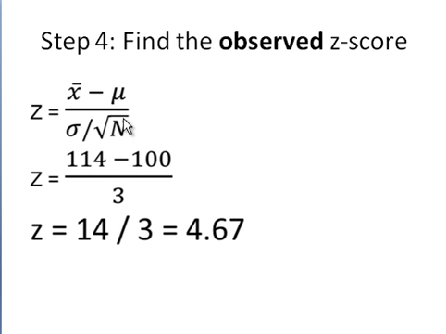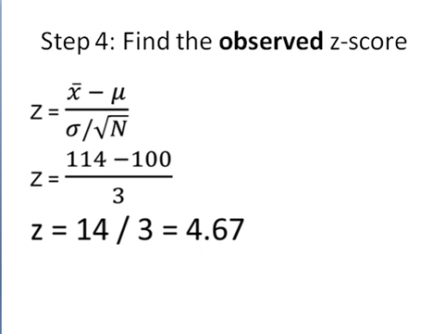So the z-score formula is you take the mean that you have for your sample, you subtract the population mean, this mu, and you divide it by your standard error of the mean, which we calculated earlier, which was 3. So when I rewrite this formula, our sample mean is 114, our population mean is 100, and then our standard error is 3. This simplifies to z equals 14 over 3, or 4.67.